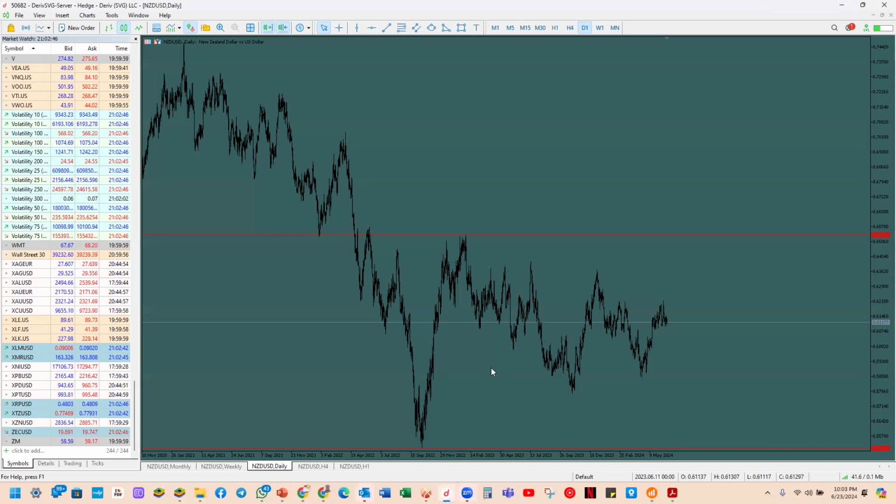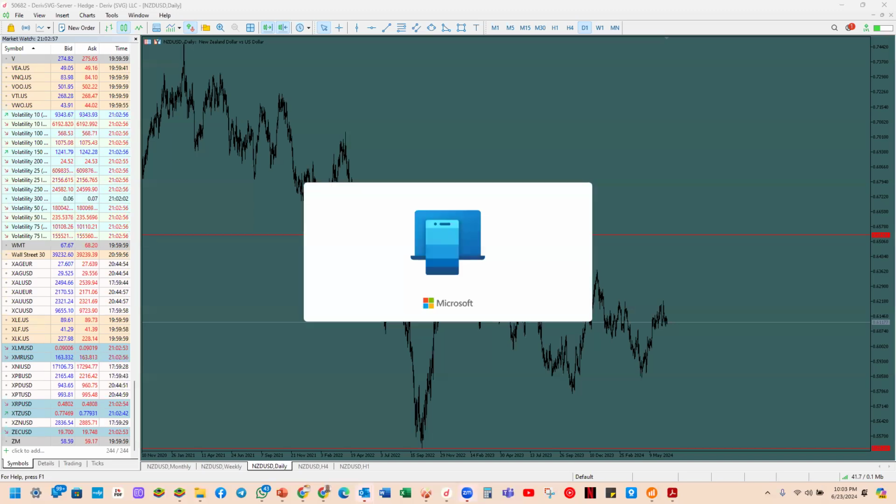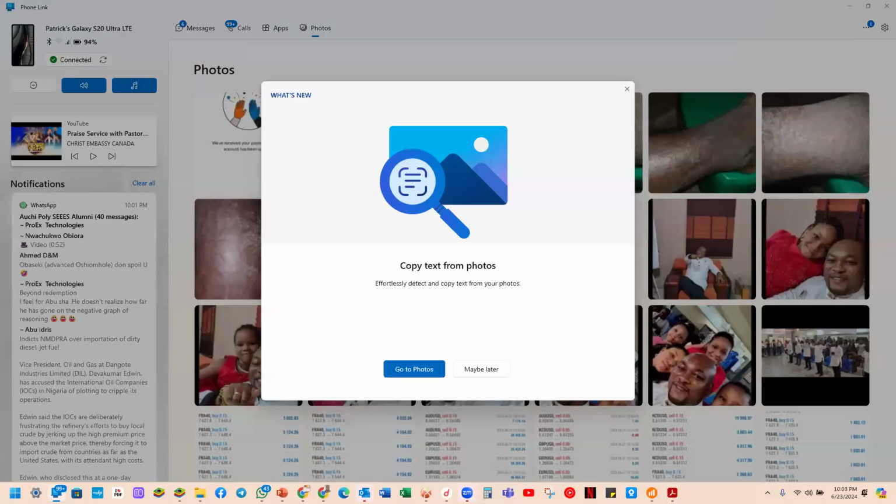Okay, so let me put my phone on the screen for you to see. That's good. That's good. So I want to just show you the difference between the phone and the computer.